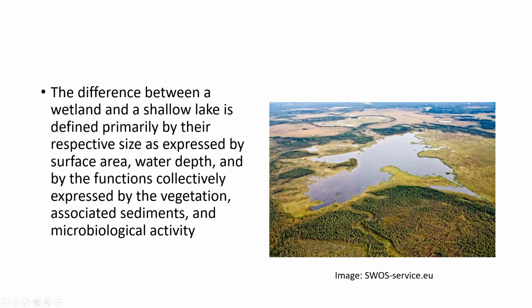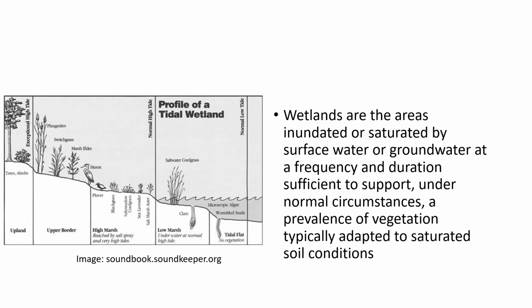And the difference between a wetland and a shallow lake is really primarily driven by their respective size. That's generally expressed as both the surface area and water depth. And coupled with the size are these functions that are collectively expressed by vegetation, associated sediments, and microbial activity.